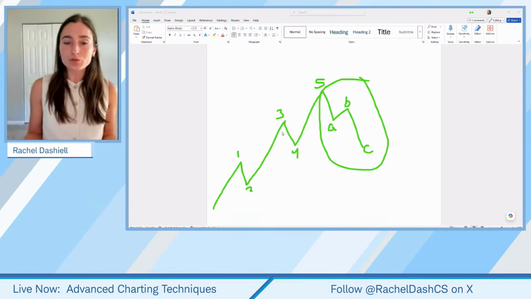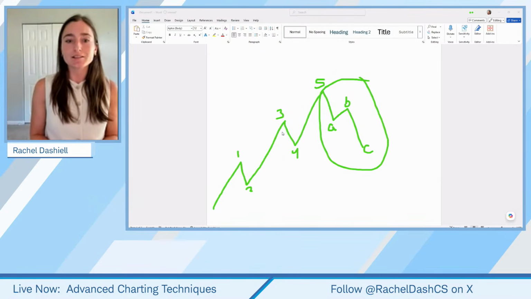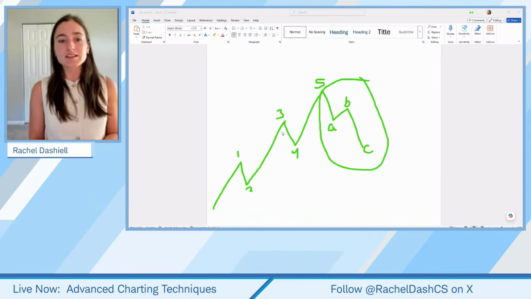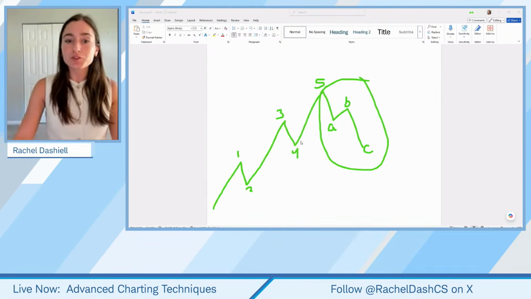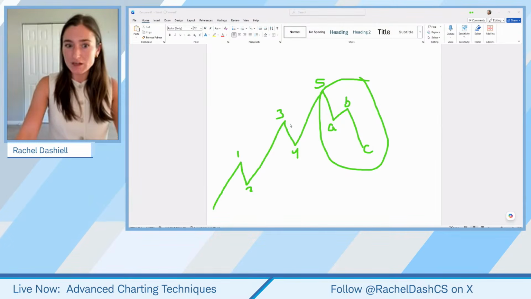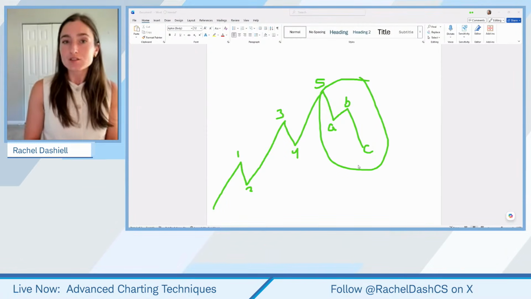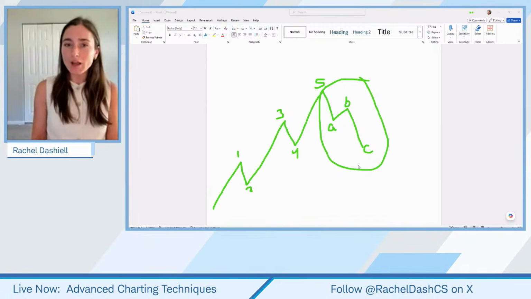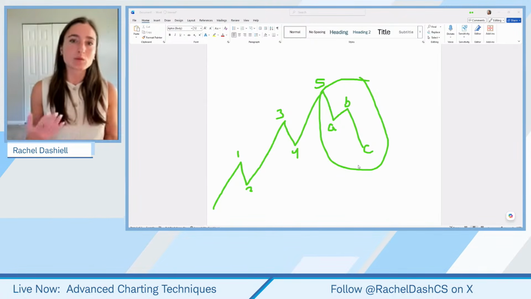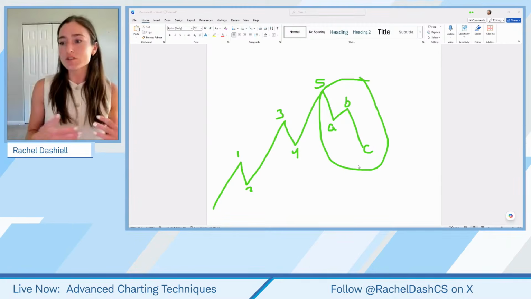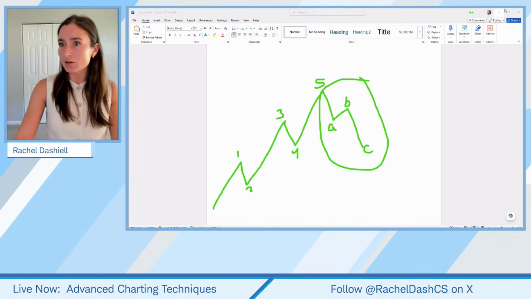And then the fourth rule, or the third rule, I should say, I'm getting my numbers twisted. The third rule is about this fourth corrective wave. It can never enter the territory of wave one, meaning that this wave cannot move down here and enter this territory of wave one or wave two unless it is a diagonal. So unless it is a diagonal. So we may look at one of those today as well, but again, we're going to stay focused on those corrective waves here.